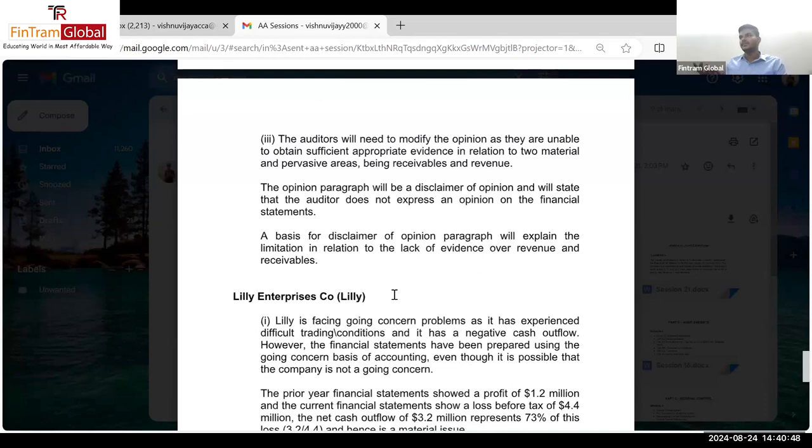What kind of opinion would it be? Would it be a qualified except for opinion? Would it be an adverse opinion? Would it be a disclaimer of opinion? Mention that, right? And finally, add a one-liner saying that there would be a basis for opinion paragraph where we will explain the situation. Okay, so these 5 points need to be there in all auditor's report impact questions. Clear?